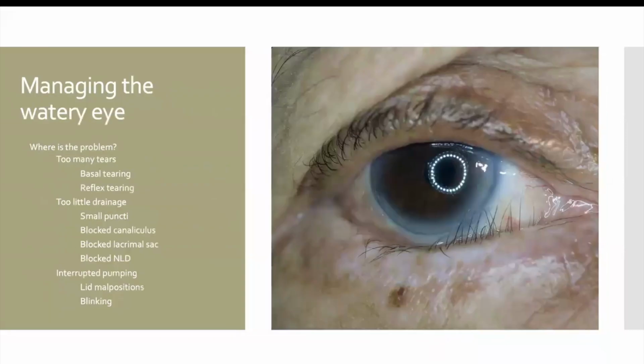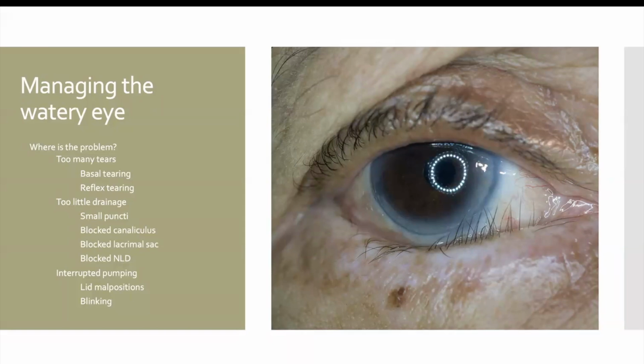So then how do you manage? We've spoken about this, but really managing a watery eye depends on a good assessment and a strong basis on what it is that you're trying to treat. There are essentially three problems. Either there are too many tears being produced, there's too little drainage, so not enough is being brought out of the system, or there's a problem with the pumping of those tears through the system. Your job, from the assessments that we discussed, is to think about what the problem really is.